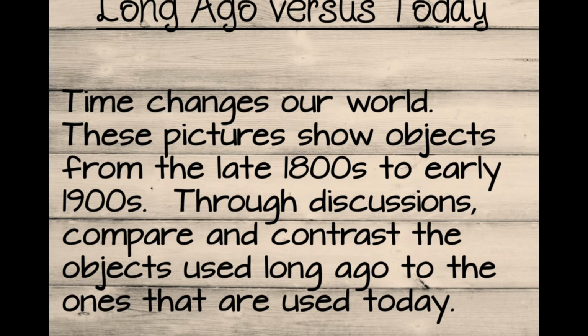Long ago versus today. Time changes our world. These pictures show objects from the late 1800s to early 1900s. So that's talking about the year. Does anyone know what year it is right now? It is 2020. So that happened a while ago. The 1800s and 1900s, that's long ago. Through discussions, compare and contrast the objects used long ago to the ones that are used today. So that just means we're going to go ahead and take a look at pictures and figure out where they belong and how we know.